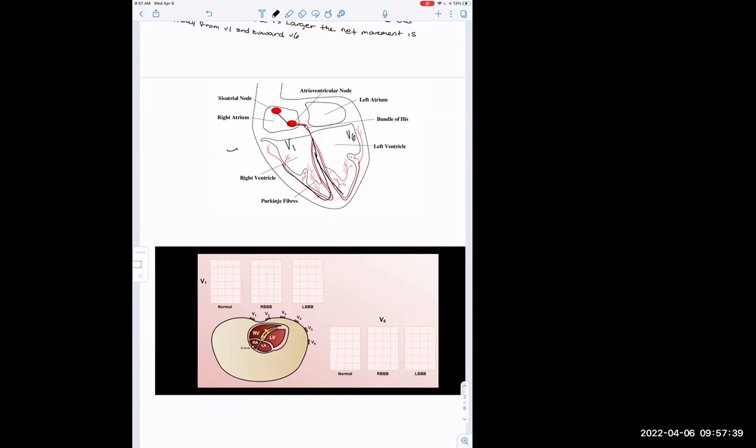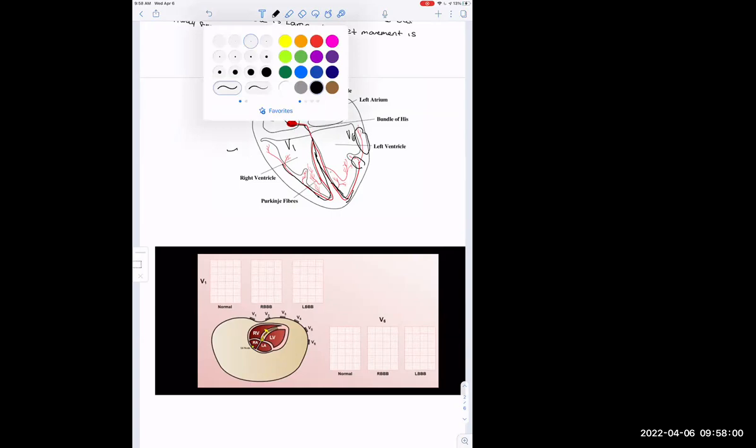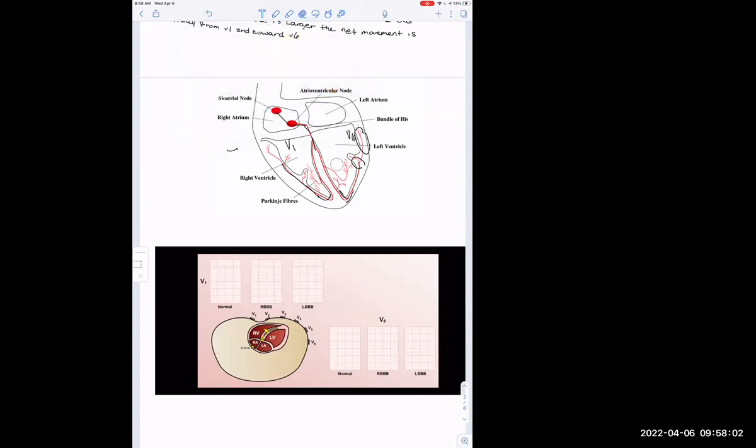and thus cardiac contraction. On the left side, same thing, but remember we said we have two fascicles. We have both the anterior and posterior fascicle. Okay, and as the impulse travels through the left anterior and posterior fascicle, that leads to depolarization of the left ventricle.